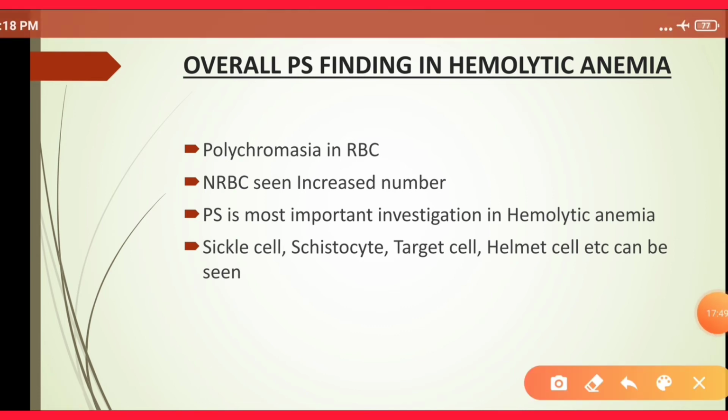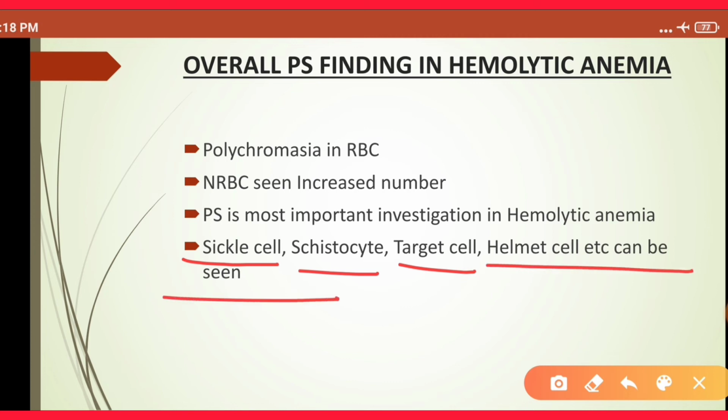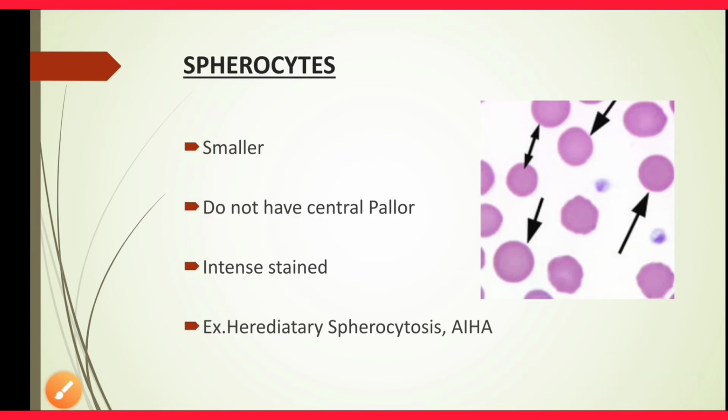And now, because of destruction of the red blood cells, you can see various shapes of red blood cells. You can see various forms of red blood cells according to the type of hemolytic anemia. You can see sickle cell, schistocytes, target cell, helmet cell, etc. We will see each cell in detail. Alright, so first we will start with the spherocytes.